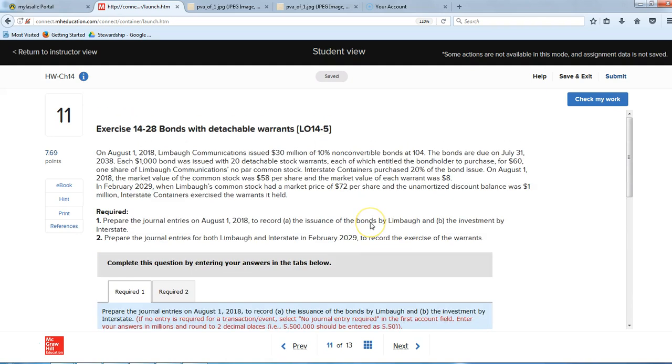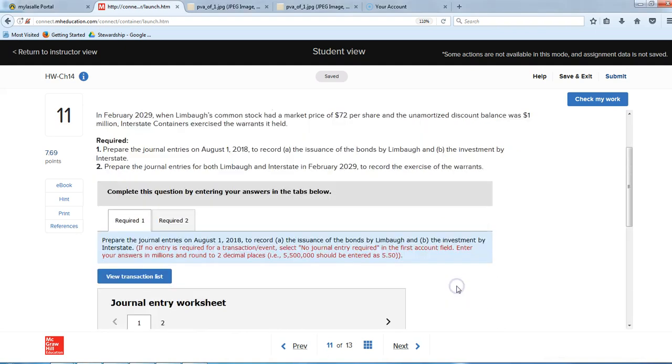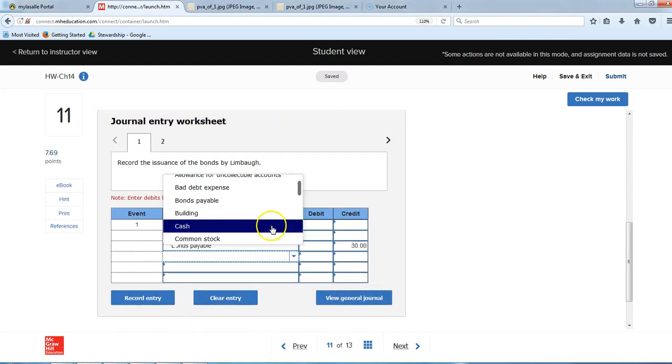Besides the bonds, they also have warrants. Number of warrants is every $1,000 bond has 20 detachable warrants. 30 million divided by $1,000. Every $1,000 has 20 warrants, and each warrant has a market value of $8. So, $4.80 million stock warrants.